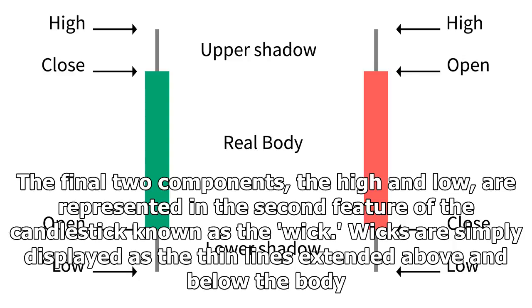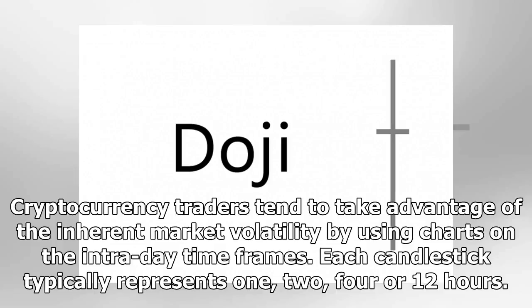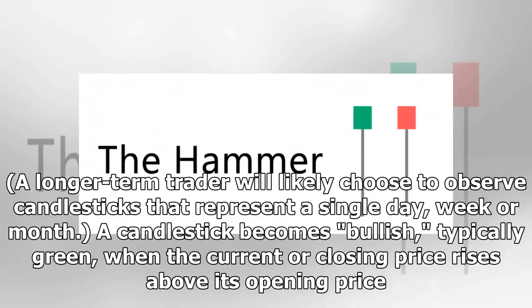The opposite is true of the open, which forms the bottom of the green candlestick and the top of the red candlestick. The final two components, the high and low, are represented in the second feature of the candlestick known as the wick. Wicks are simply displayed as the thin lines extended above and below the body. Cryptocurrency traders tend to take advantage of the inherent market volatility by using charts on the intraday time frames. Each candlestick typically represents 1, 2, 4, or 12 hours. A longer-term trader will likely choose to observe candlesticks that represent a single day, week or month.